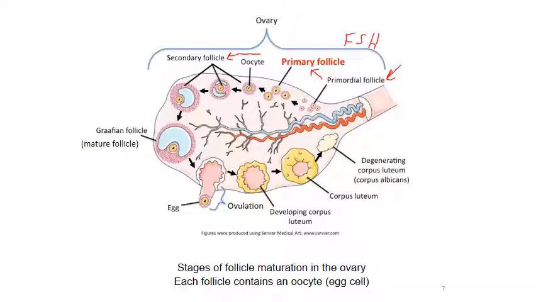And we can see here how the secondary follicle is starting to form these fluid-filled spaces. Then the secondary follicle grows even larger to form a Graafian follicle, or the mature follicle. This inside fluid-filled space is called an antrum. We're going to see that in a little bit.